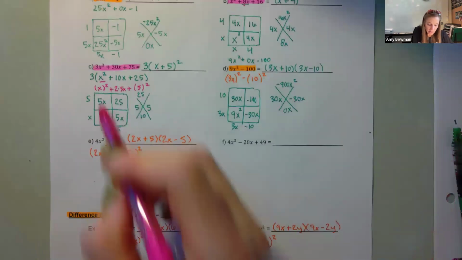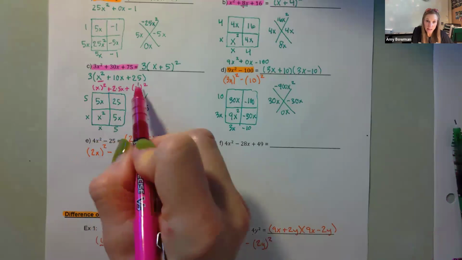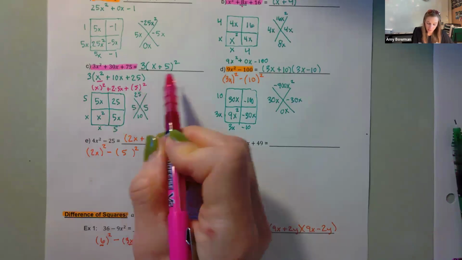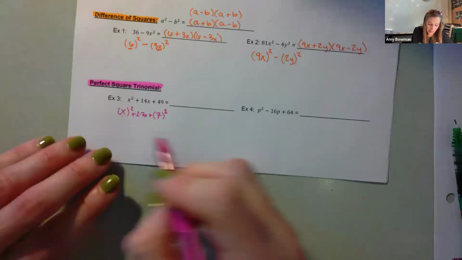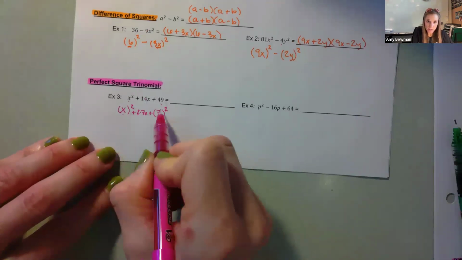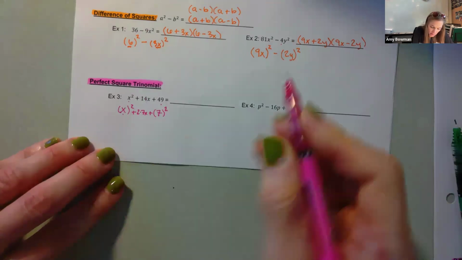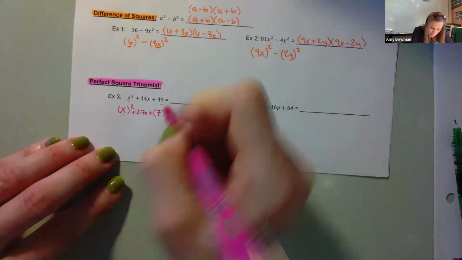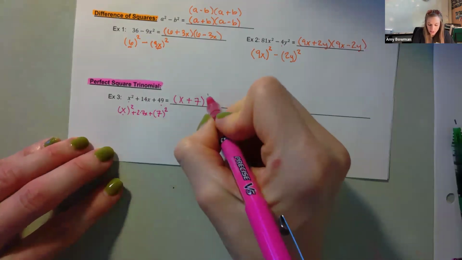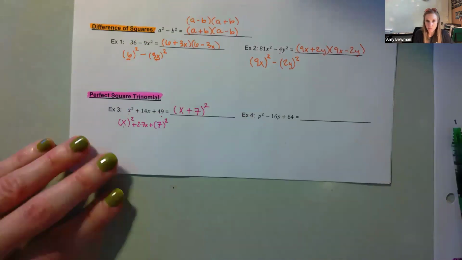And then we saw that here. We see x and 5 being squared to get these. So the factorization is just x plus 5 squared. So down here, if we see that we've got x squared and 7 squared here, and 14 is 2 times x times 7, then those two values, x and 7, are the two terms of our factors, x plus 7 squared.